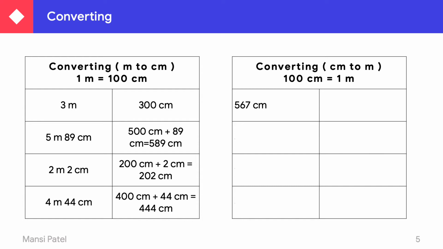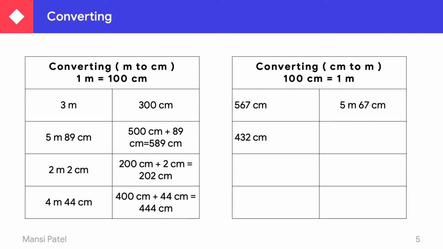This number divided by 100. In 100, the last two digits are 0. That's why the last two digits are considered as your centimeter. And before that there is digit 5, so it is considered as meter. So your answer is 5 meter and 67 centimeter.